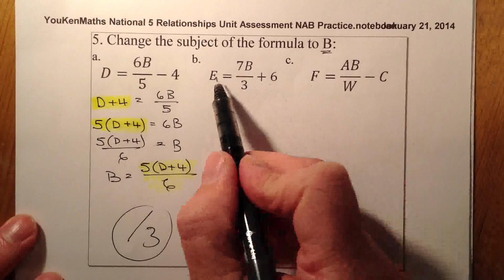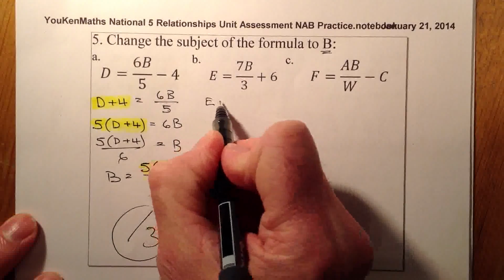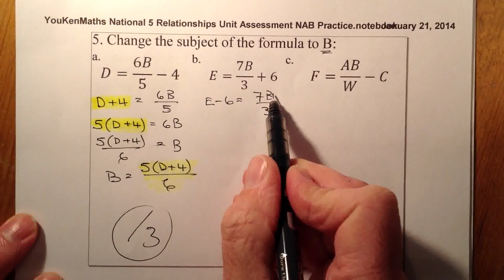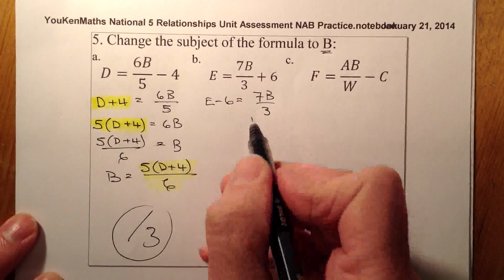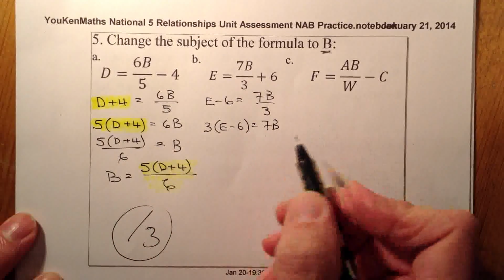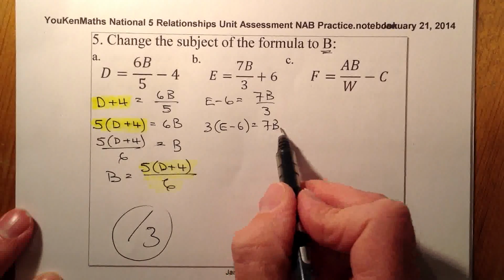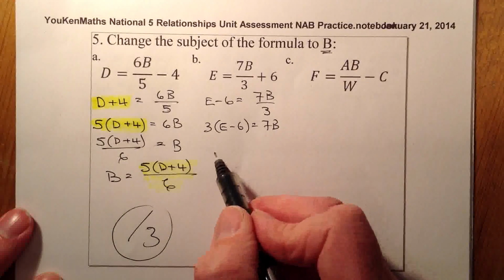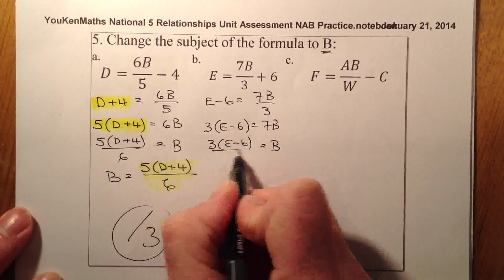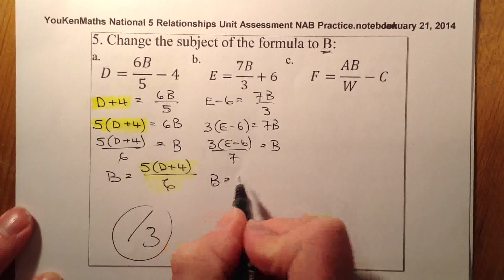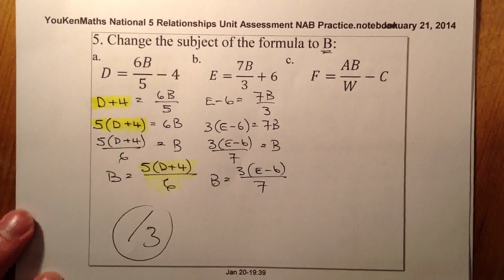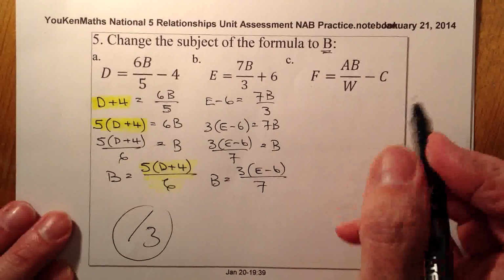Right, so on this question here, I'm going to move the 6 first of all. So that's going to be e minus 6 is equal to 7b over 3. I'm dividing by 3 there, and I'm trying to get b on its own. So let's take that over to that side and multiply. I'm multiplying by 7 on that side, so that's 7b, divide by the 7 on this side, and that should be b on its own. So I've got 3(e minus 6) all over 7. So final answer, just written round this form here, gives me that there. That's 3 marks.